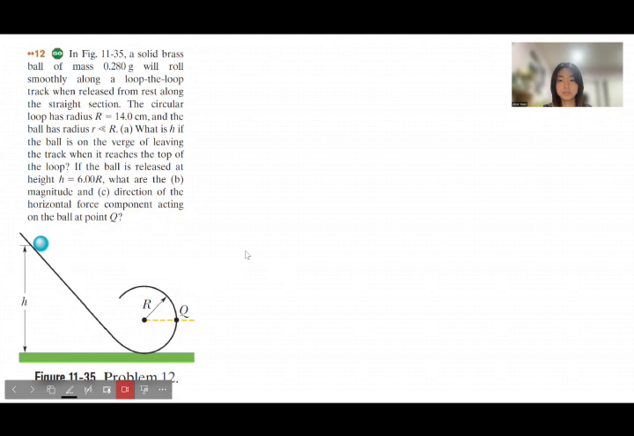Problem 12 in figure 11-35, the one below this description. A solid brass ball of mass 0.28 gram will roll smoothly along the loop track when released from the straight section. The circular loop has a radius R of 14 centimeters, and the ball has radius r much smaller than the radius of the track. So the first question is, what is h if the ball is on the verge of leaving the track when it reaches the top of the loop?